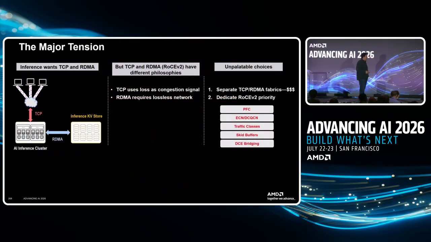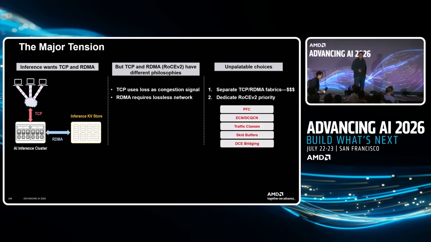And the major tension here is that inference wants both TCP and RDMA. Because how did this request come? It's from the outside world as an AI inference cluster. And that cluster wants to bring TCP. And then you need also access to the inference store. And inference likes to go on RDMA because it's not just lossless, but the DMA makes it really fast. And you want both. But TCP and RDMA basically hate each other, because TCP likes to run buffers on full to get congestion signals, and RDMA wants the network to be lossless.